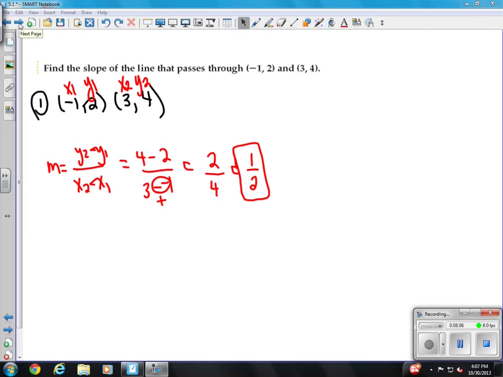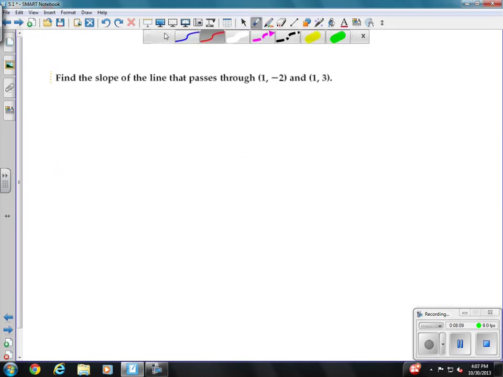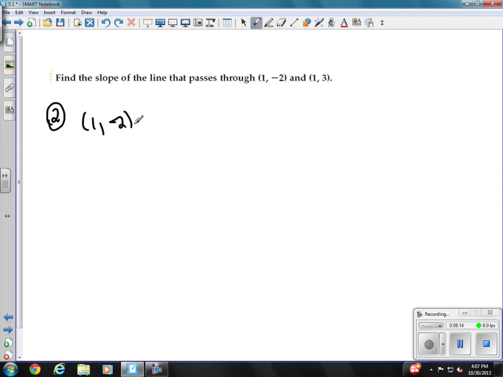So let's look at one more example where we're given ordered pairs. So our second example says the slope of the line that passes through 1, negative 2, and 1, 3. Okay, so we're going to write our formula. M equals y2 minus y1 over x2 minus x1. Then we're going to label our ordered pairs. So x comes first, and this is our first one, so x1, then y1, x2, and y2. Now, just go substitute in.